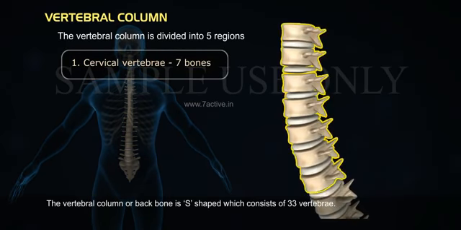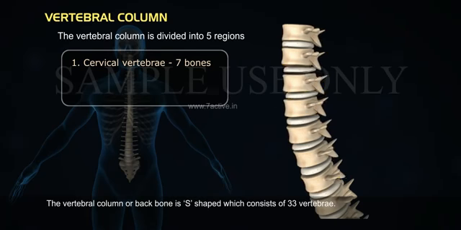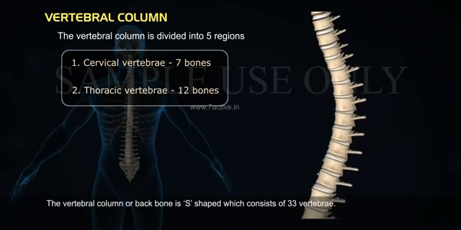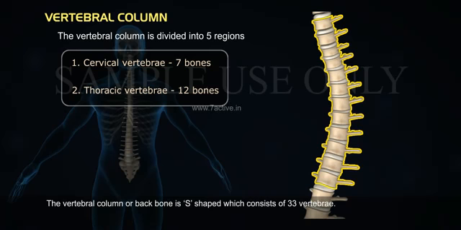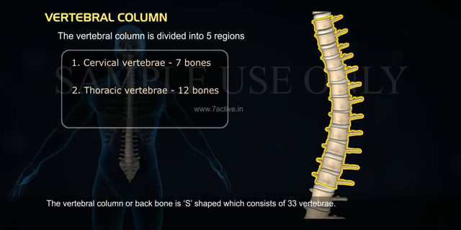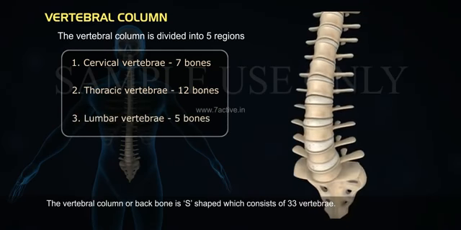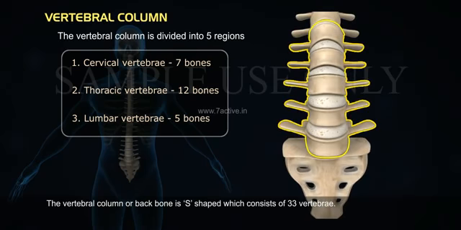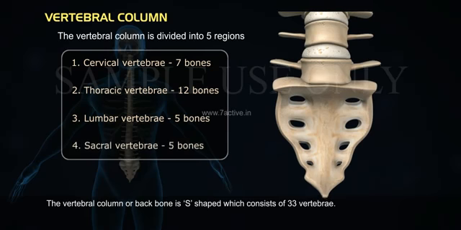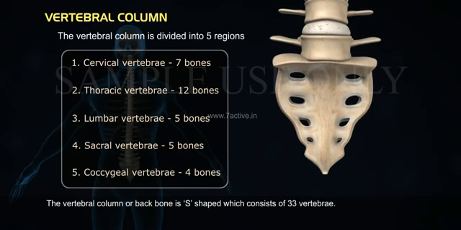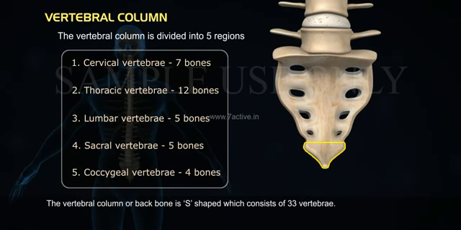1. Cervical vertebrae, 7 bones. 2. Thoracic vertebrae, 12 bones. 3. Lumbar vertebrae, 5 bones. 4. Sacral vertebrae, 5 bones. 5. Coccygeal vertebrae, 4 bones.